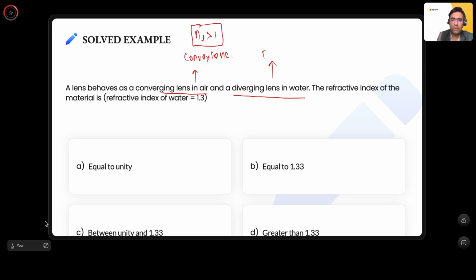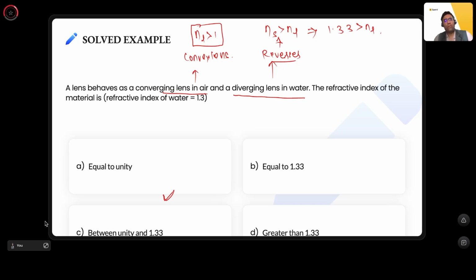So its nature reverses. अब नेचर रिवर्स कब होता है? नेचर रिवर्स तब होता है जब हम ऐसे मीडियम में लेंस को पुट करते हैं जिसका रिफ्रैक्टिव इंडेक्स लेंस के रिफ्रैक्टिव इंडेक्स से ज्यादा है. तो रिफ्रैक्टिव इंडेक्स ऑफ द सराउंडिंग इज ग्रेटर देन रिफ्रैक्टिव इंडेक्स ऑफ द लेंस. सो इट इज वाटर. So 1.33 is greater than NL. So NL is greater than 1 and less than 1.33. So this will be my answer.